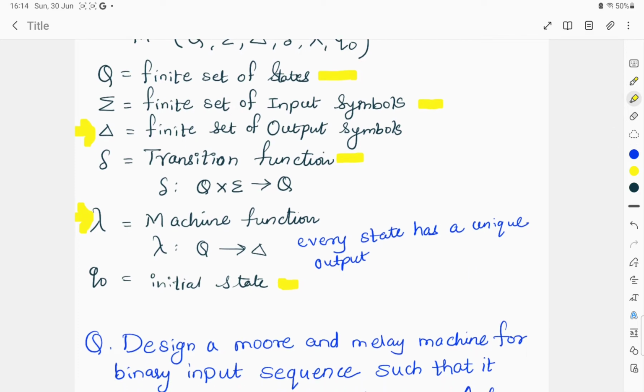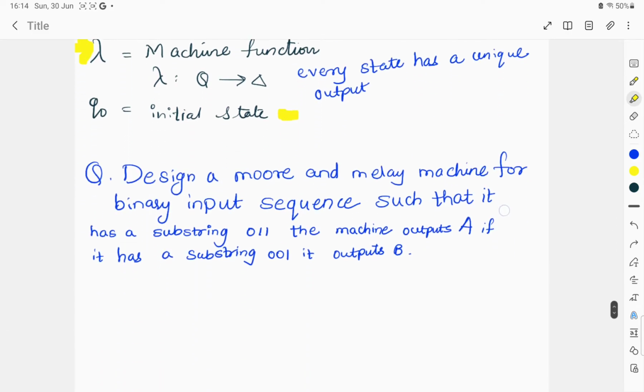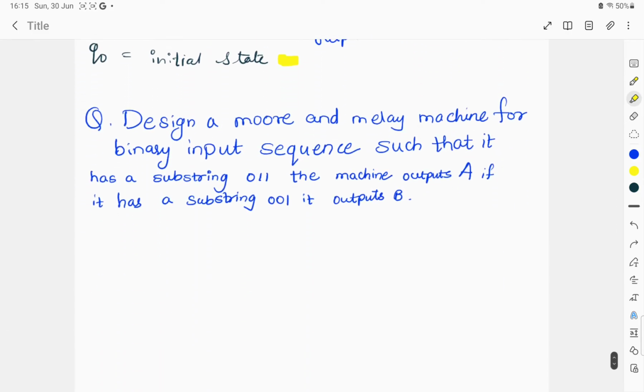Instead of that, we have two new tuples associated with the output. One is capital delta, which gives us the output symbols, and the other is lambda, which gives us the output machine function. Now without wasting much time, let's start with one example and understand how this Moore machine works.